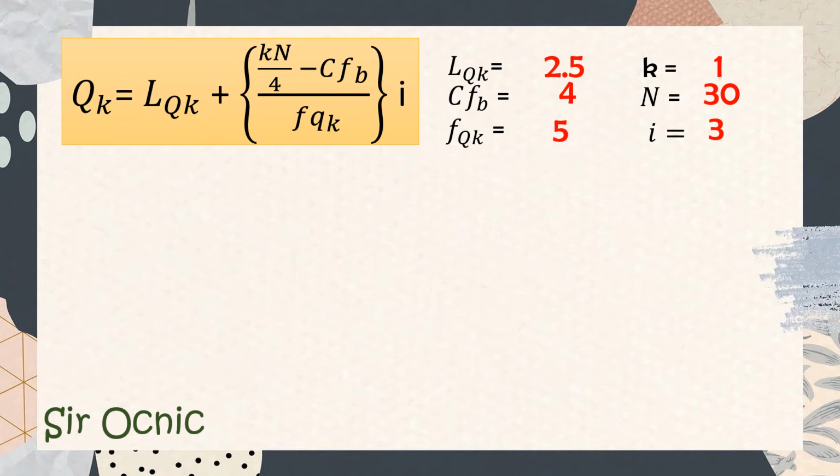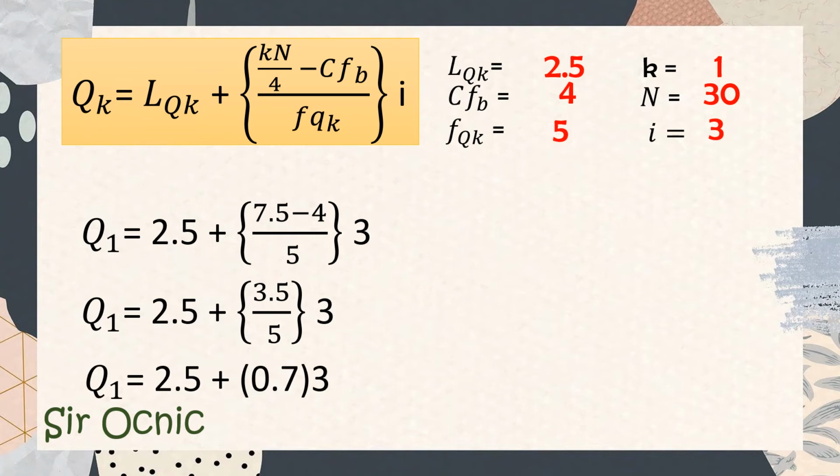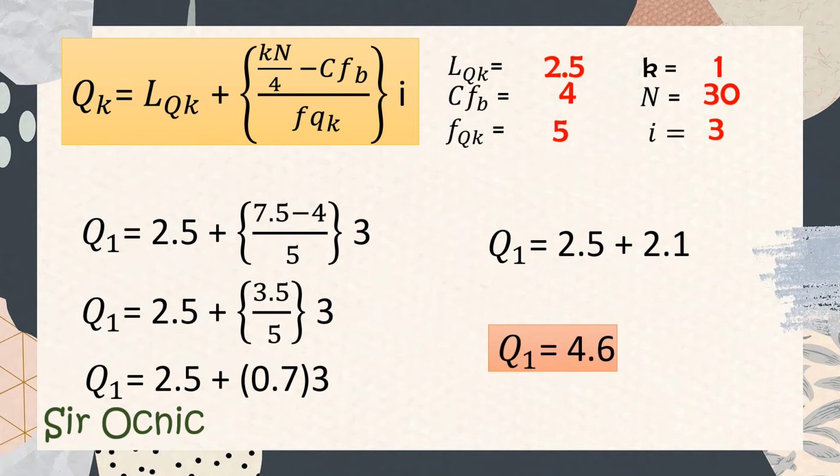Using the same values, let us now solve for the first quartile by substituting to the given formula. That is equal to Q sub 1 is equal to 2.5 plus the value of kn over 4 a while ago, which is 7.5, minus 4 all over 5 times 3. Simplifying the numerator, 7.5 minus 4 is equal to 3.5. Divided by 5, that is equal to 0.7 times 3, which is equal to 2.1, plus 2.5 is equal to 4.6. That means that quartile 1 is at 4.6.